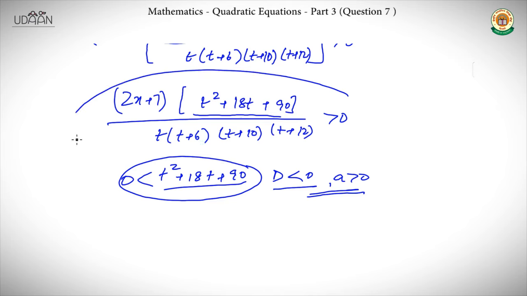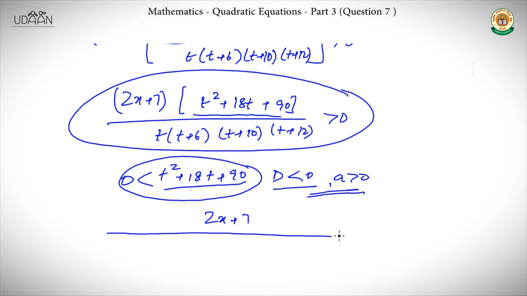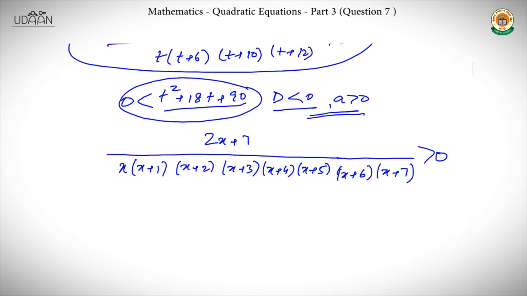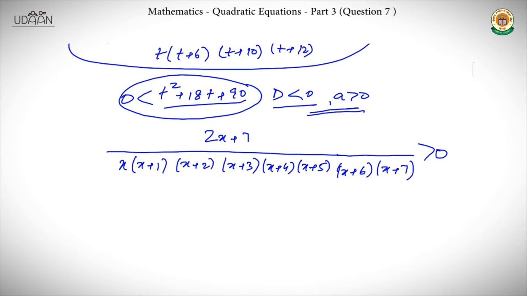So now we could just substitute the values of t that we first assumed. Okay, so that leads us to 2x plus 7 divided by x into x plus 1 into x plus 2 into x plus 3 into x plus 4 into x plus 5 into x plus 6 into x plus 7, and this should be greater than 0. Exactly, this being greater than 0. Now we can use the wavy curve method. Exactly, since we could actually see it in the form of factors.